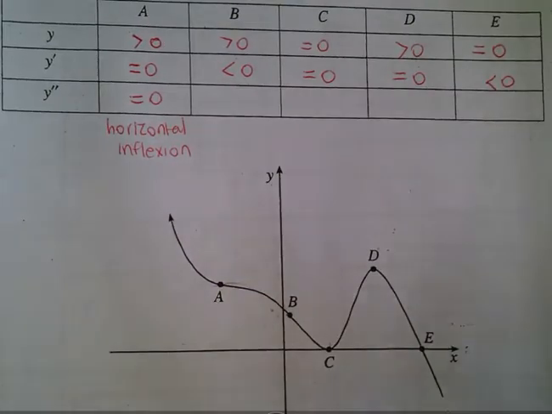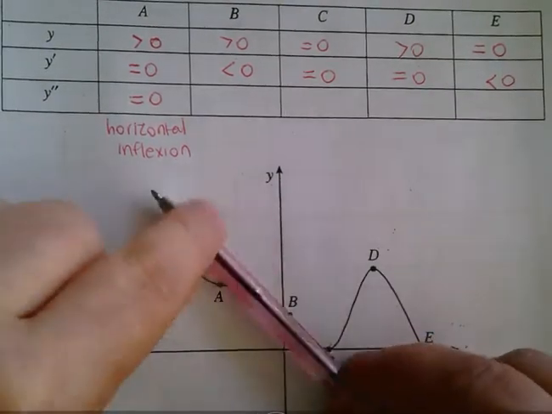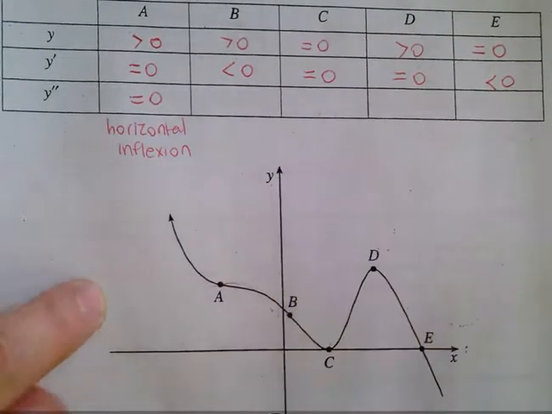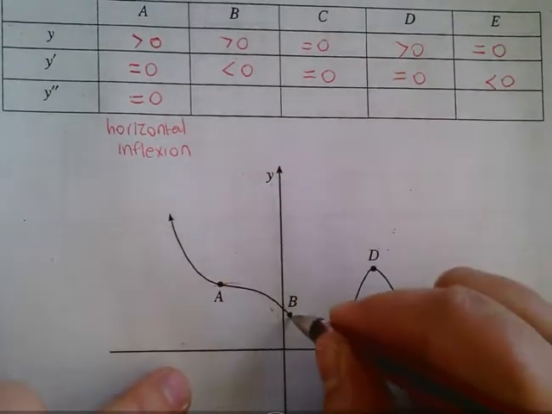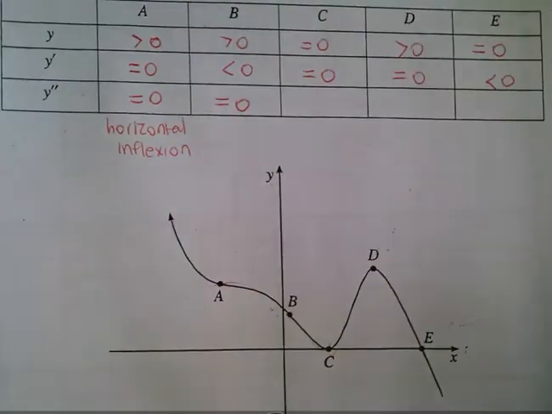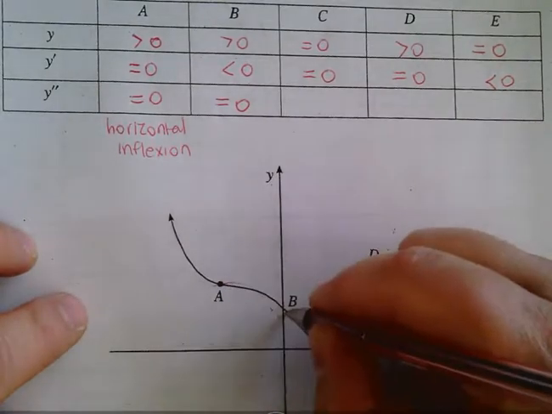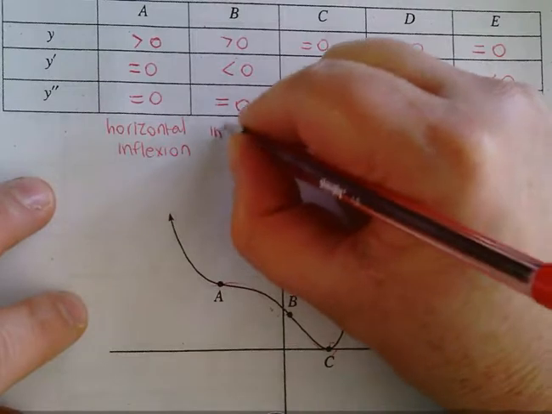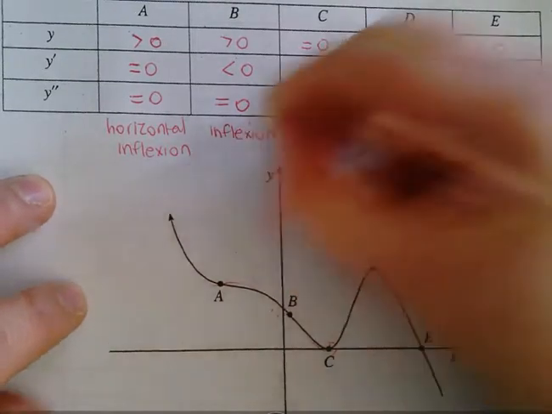At point B, let's have a look. Concave down, do you think this is concave up? I think it might be. And concave up, we have an inflection as well. Look, concave down, concave up. So this is just an ordinary inflection, not a horizontal one.